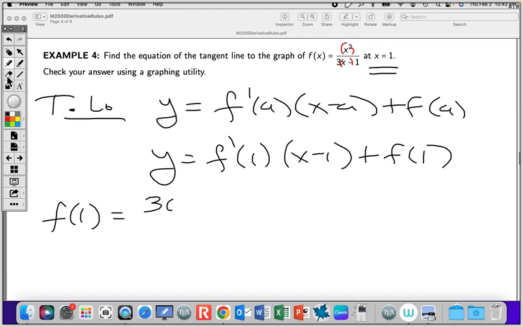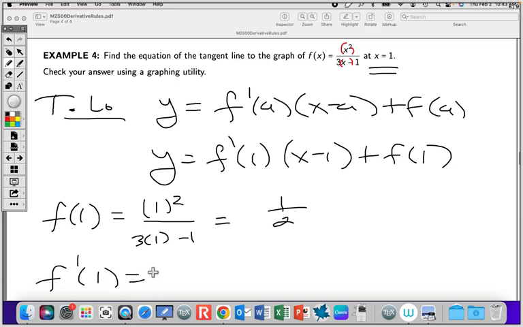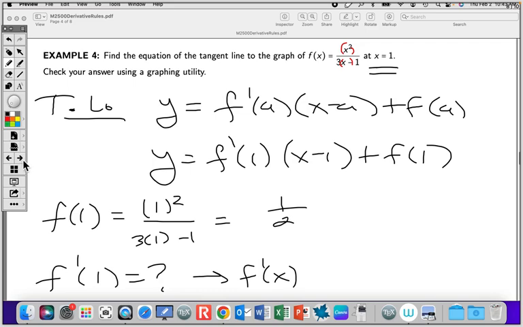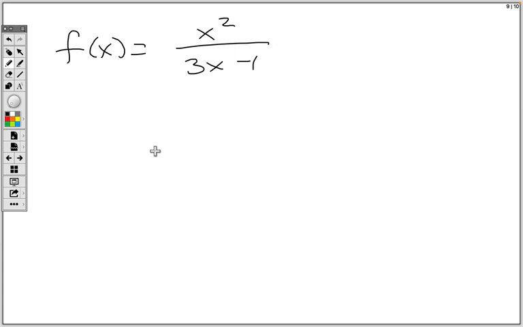So we get the numerator there, 1 squared over 3 times 1 minus 1, which is a half. Now we just need to get f prime of 1, which means we need to figure out the derivative f prime of x. So f of x is x squared over 3x minus 1. I want to take the derivative of that.